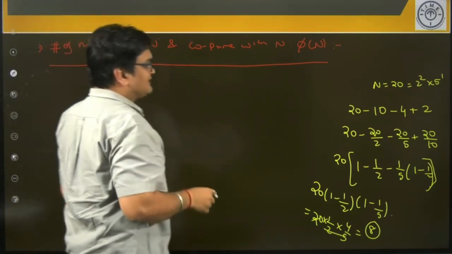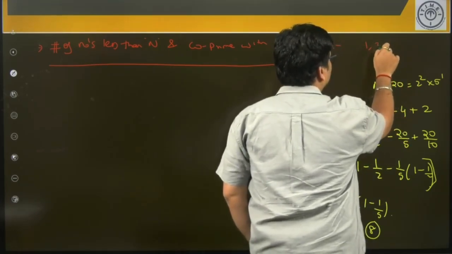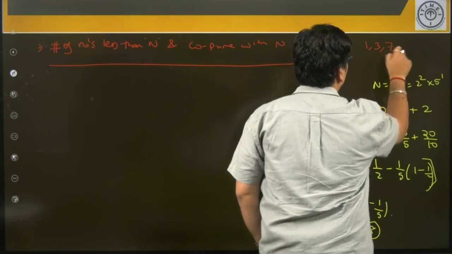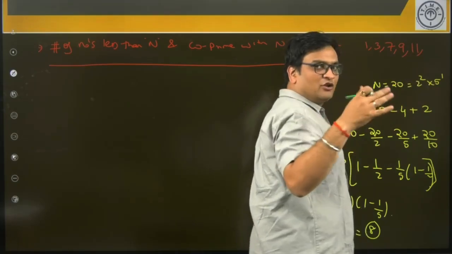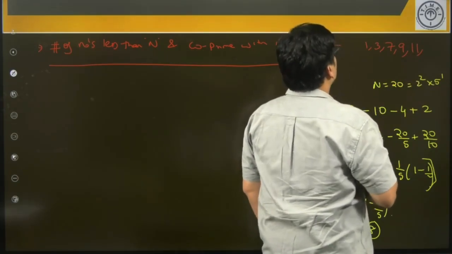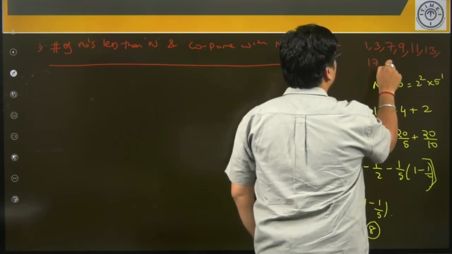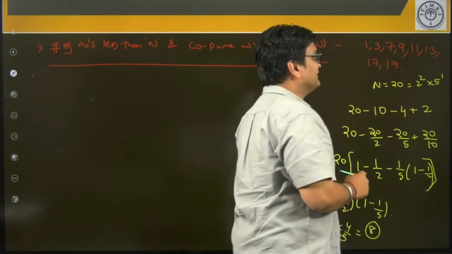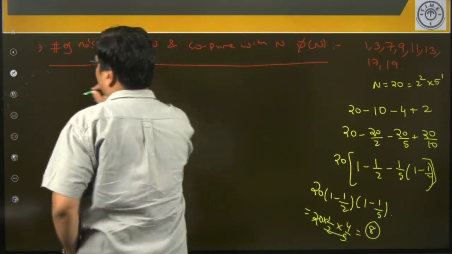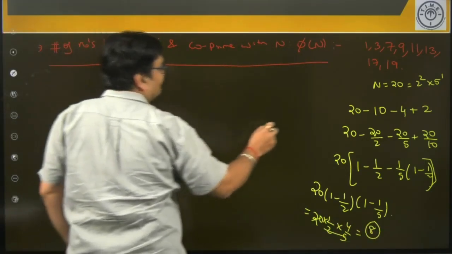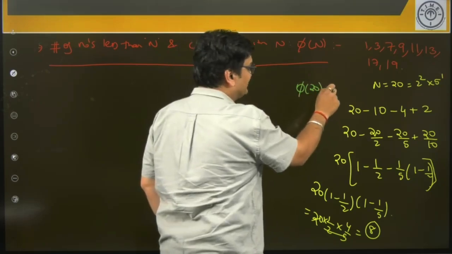So let's write down the list. How many numbers are less than 20 and co-prime with 20? There will be 1, there will be a 3, no 5, there will be a 7, a 9, 11. So ignore all the even numbers, also multiples of 5; then 13, 17 and 19. These are the numbers. Now what is the count here? Please note there are 8 numbers. So thus we may write phi of 20. The number of numbers less than 20 and also co-prime to 20 is 8.